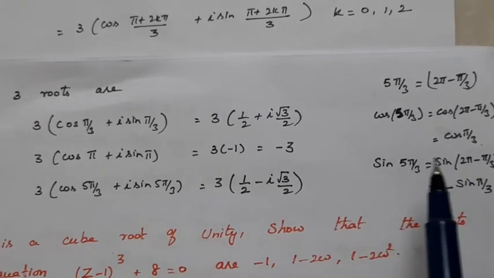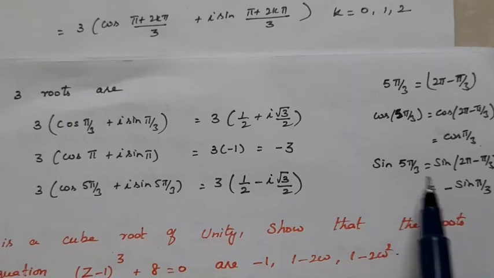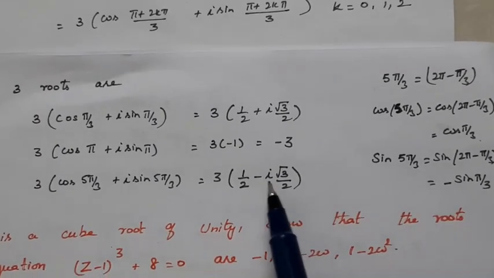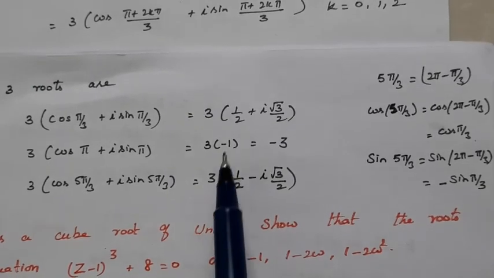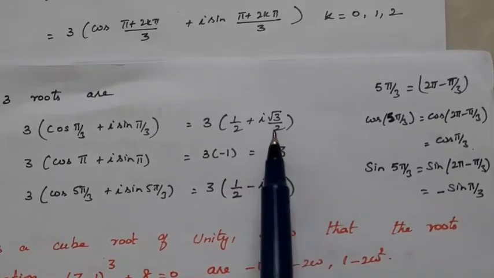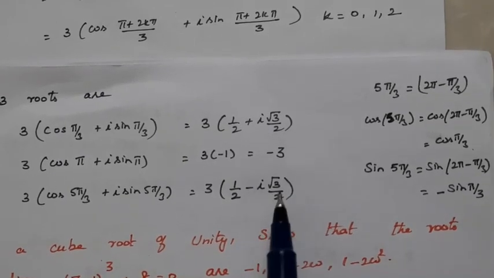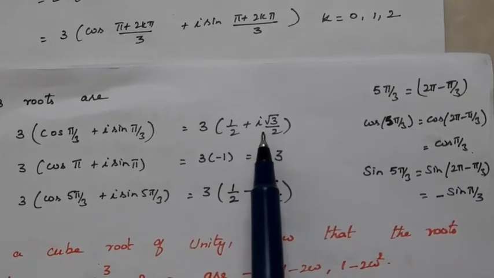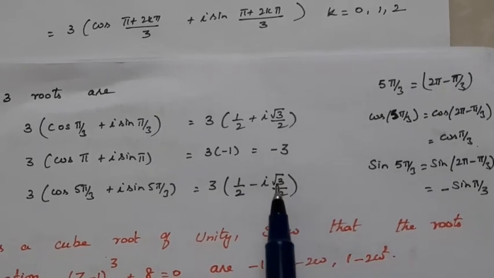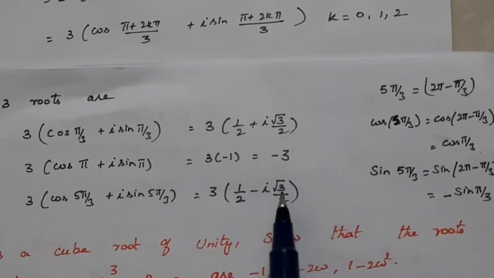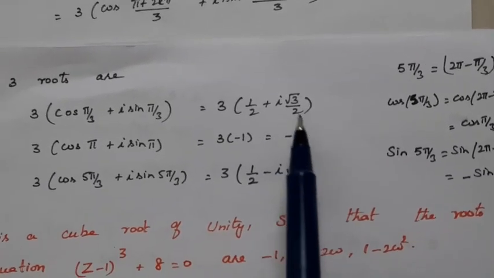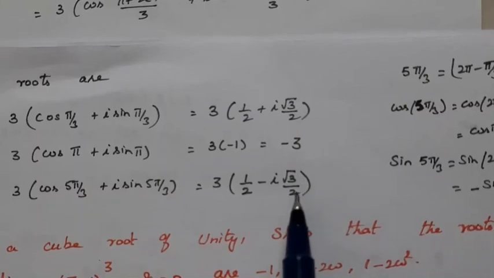And then what is cos pi by 3? 1 by 2. And sin of 5 pi by 3 means sin will take negative. So minus sin pi by 3, that is minus i root 3 by 2. So these are the 3 roots of the given equation. Now you can see that among the 3, one is real and the other 2 are complex, and both the complex numbers are conjugate to each other. So whenever complex roots occur, they always occur in pairs, which will be conjugate to each other.